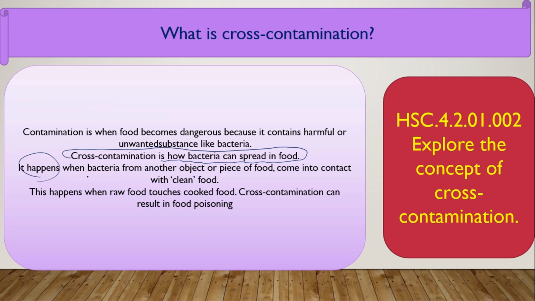Cross-contamination happens when bacteria from another object or piece of food come into contact with clean food. This happens when raw food touches cooked food. Cross-contamination can result in food poisoning. Okay? What is cross-contamination? Cross-contamination is how bacteria can spread in food.